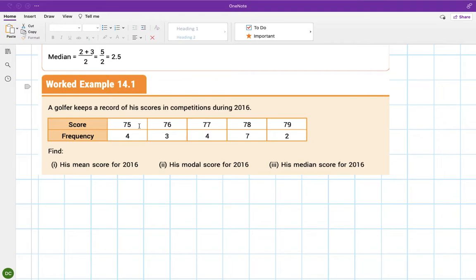So here we have a golfer keeping a record of his score in competitions during 2016. So he got a score of 75 4 times, he got a score of 76 3 times, he got a score of 77 4 times, 78 7 times, 79 twice. Okay, so you can do this if you want to. I'm going to show you slightly quicker ways to do all of these.